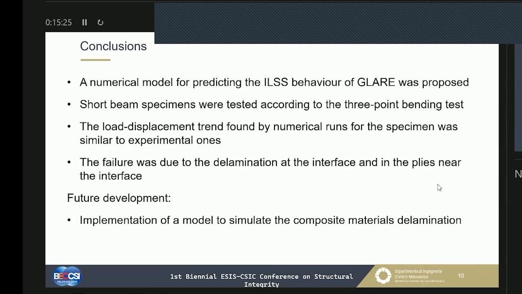As a future development, we want to implement a delamination model specific for the composite to simulate the second load drop, which in this case was not simulated.